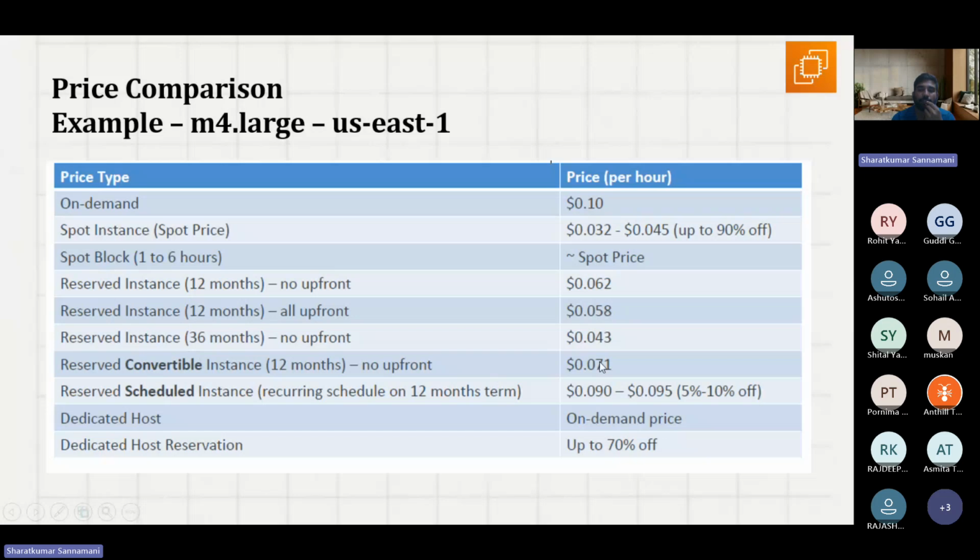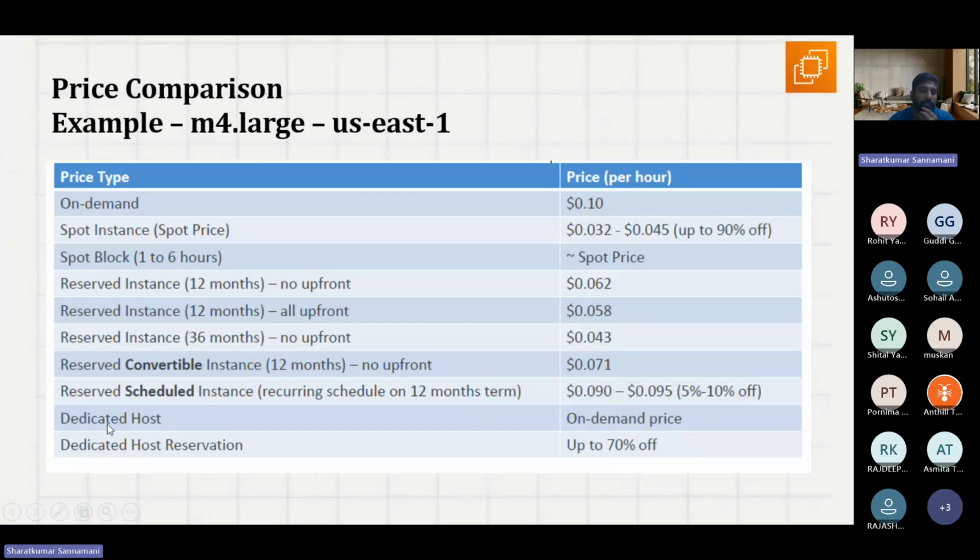If you see here, $0.0171. Again, the scheduled one is cheaper. For example, in business hours, let's say in the morning, 9 to 6 o'clock, you want to use the EC2 instance, but at night time you don't want to use it. That is the scheduled one. You are using it only at a particular time, so for that, the pricing model is different.